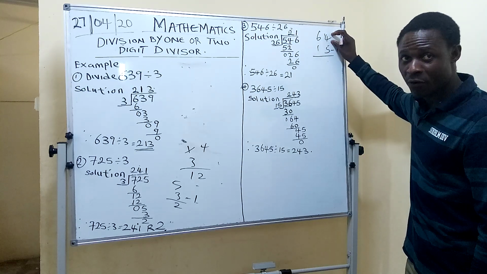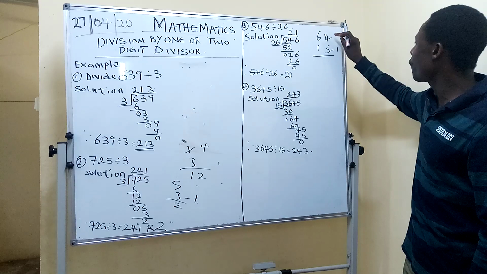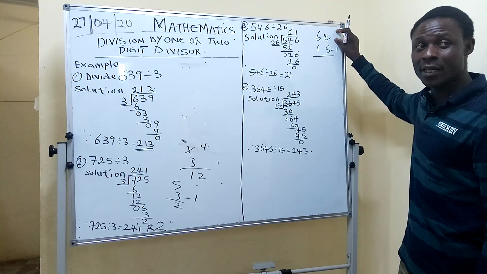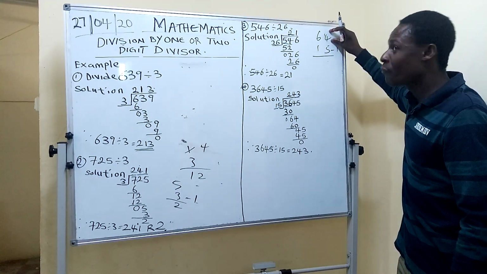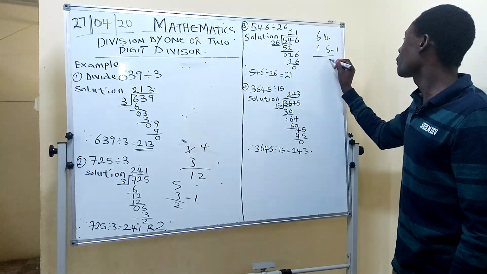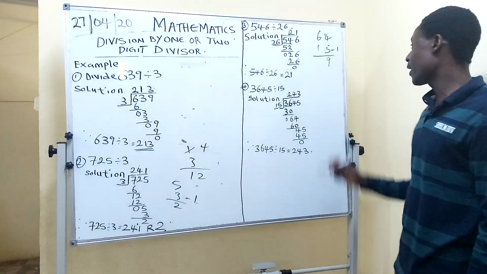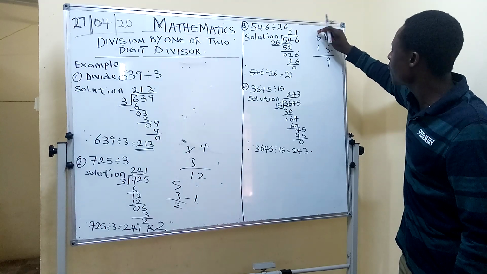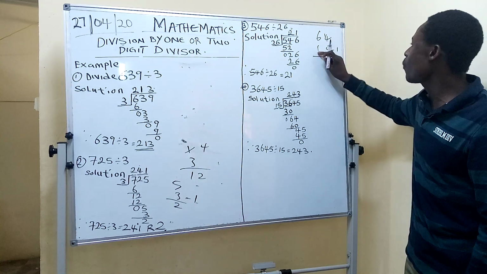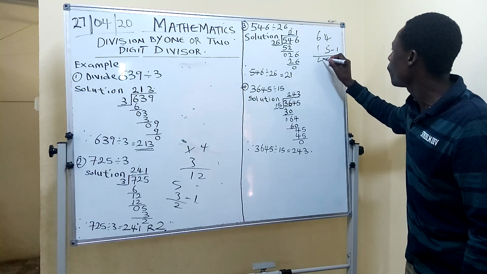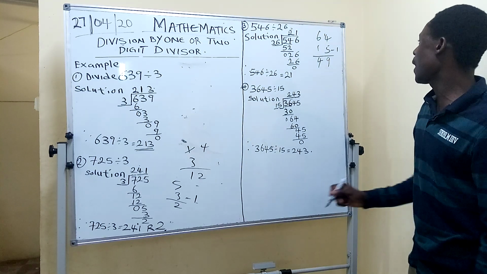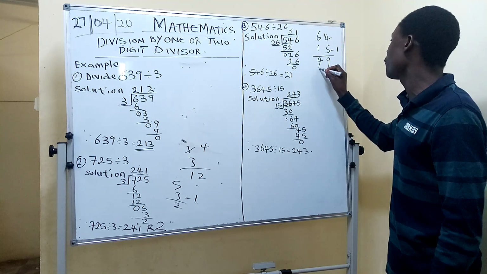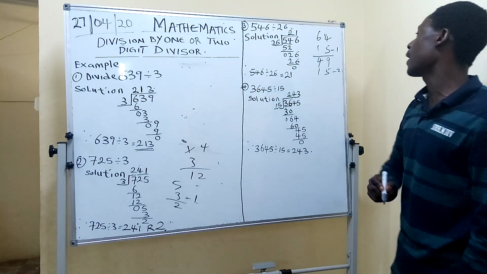Now, 5 removed from 4. It cannot, but you borrow 1 to 4. It's now 14. Remove 5 from 14. It's 9. So you have 9 here. So now, don't forget you take 1 from this number. This number remains 5. Now take 1 from 5. You have 4. Now, 49 is still bigger than 15. You can still have 15 in 49.